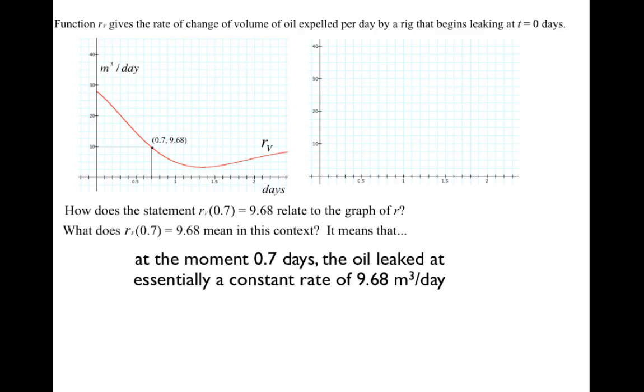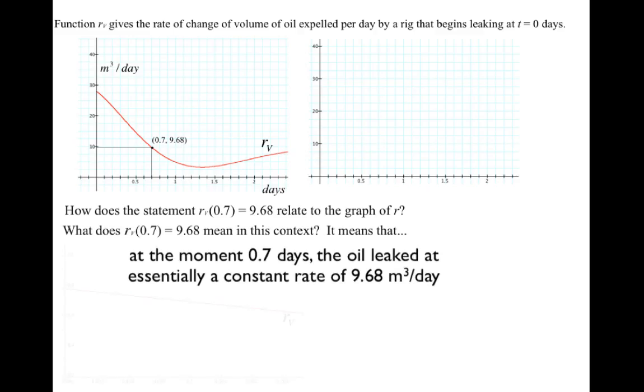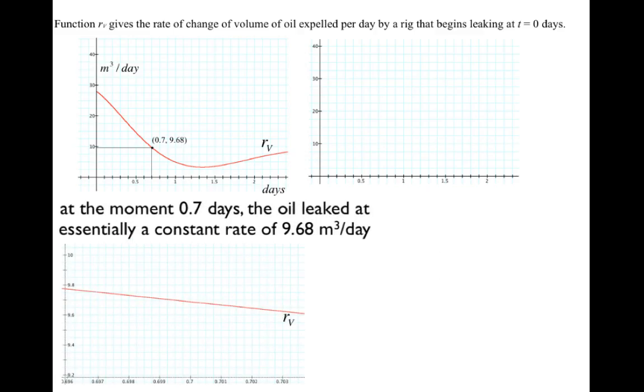Not at the instant. At the instant 0.7 days, there's no rate of change, because rate of change needs some kind of change, right? So it's not at the instant, but we need a little change around 0.7 that allows us to talk about rate of change, 9.68. Okay, so if I zoom in here, I'm zoomed in on 0.7.